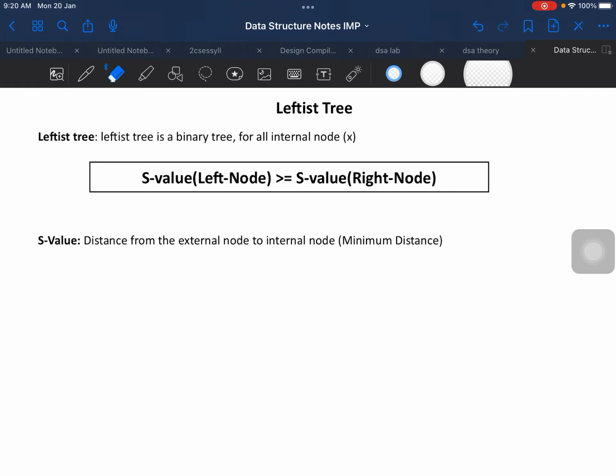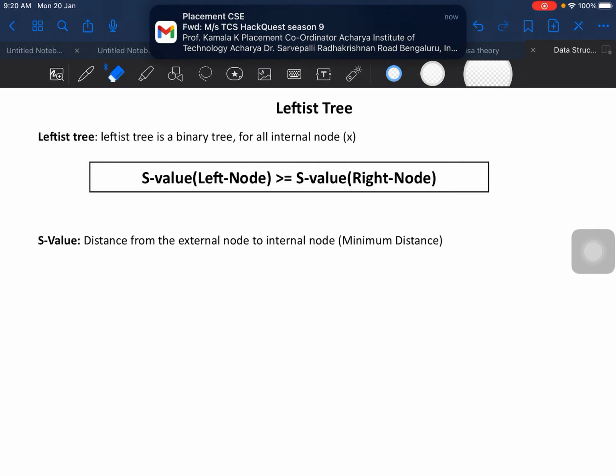We already discussed binary tree, complete tree, full tree, BST (binary search tree), and optimal binary search tree. There are other trees also, like AVL tree and red-black trees. Out of those, there is one concept, that is the leftist tree. Now what is meant by a leftist tree, that we have to see today.